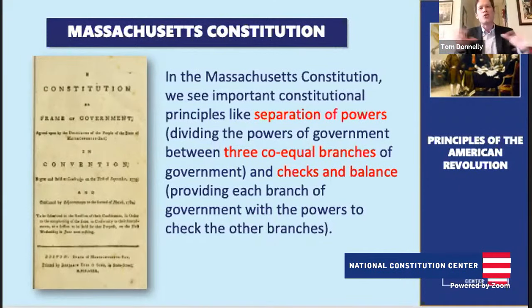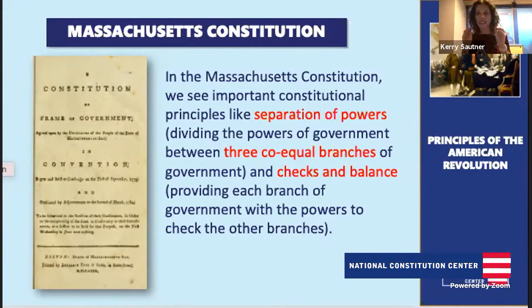And so as the founders are putting together the US Constitution in 1787, they're looking back at the Massachusetts Constitution as a model for creating separation of powers and checks and balances. Separation of powers being the dividing of the powers of government between three branches of government, and checks and balances being the idea that we're going to provide each branch of government with the power to check the others. And a little bit of overlap.